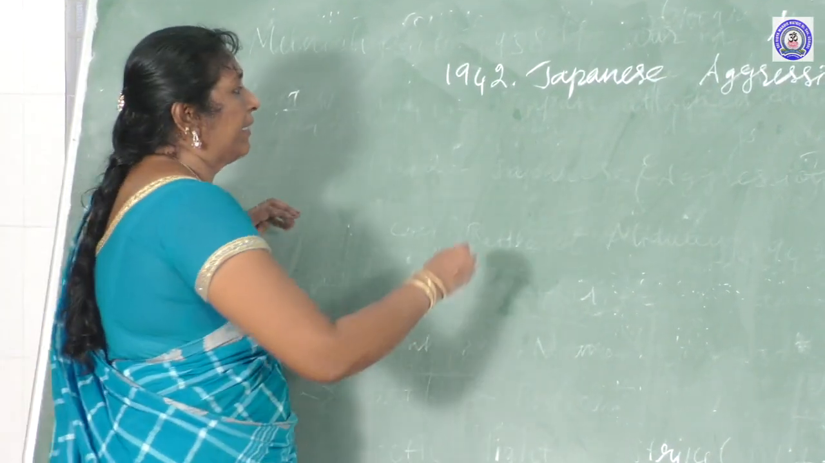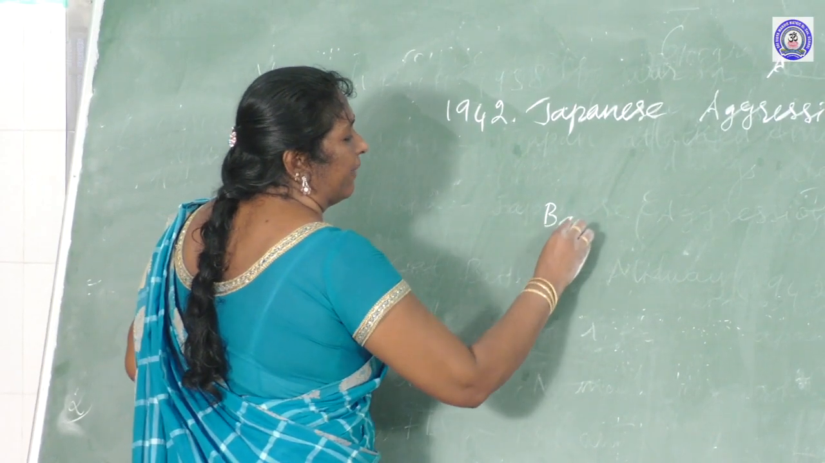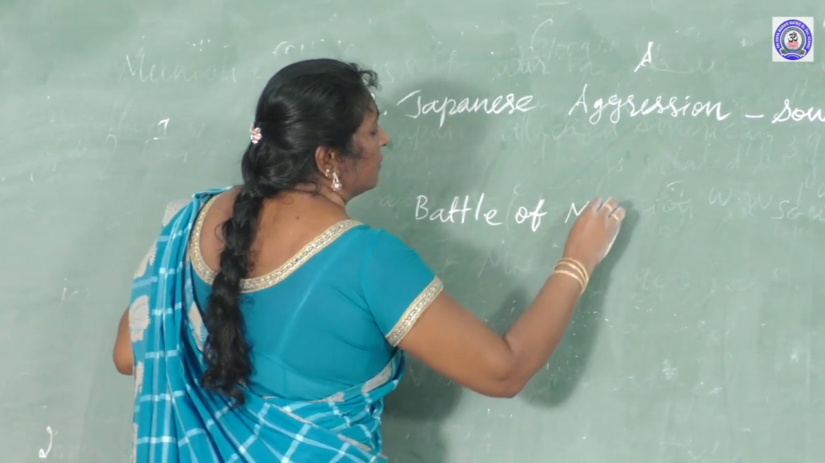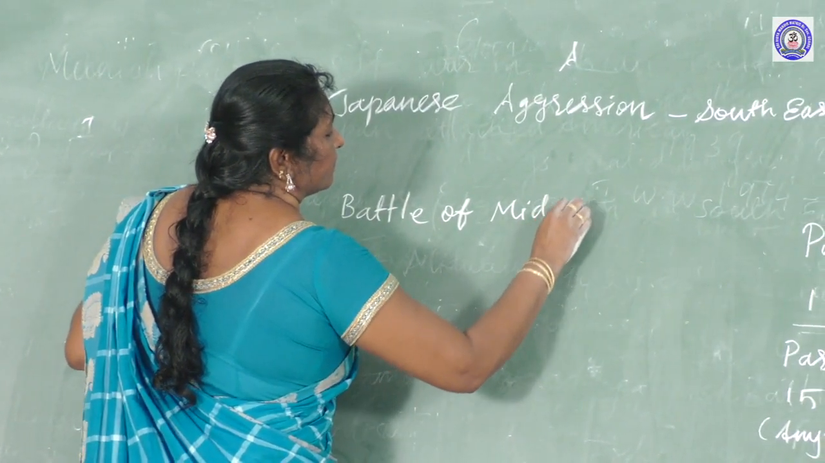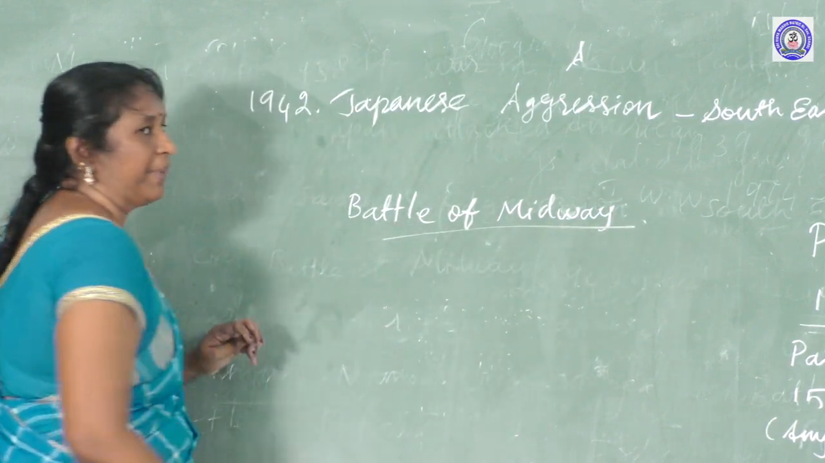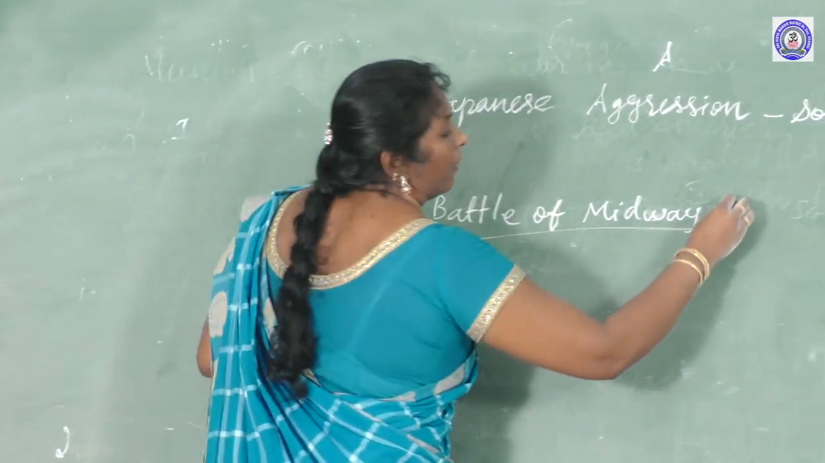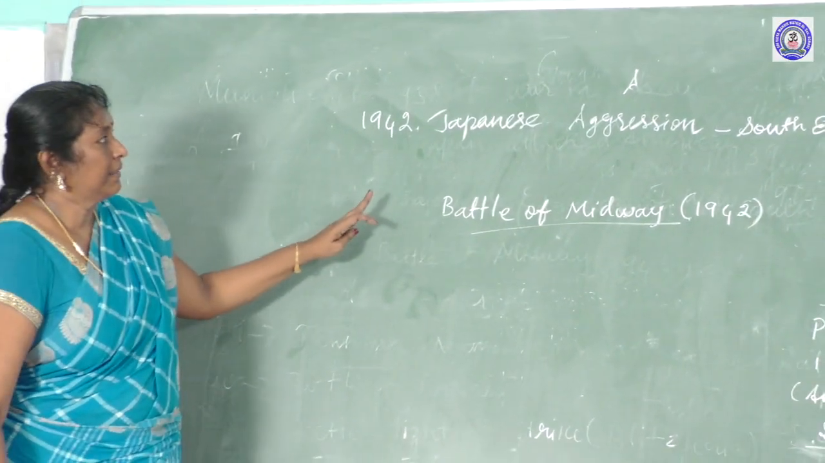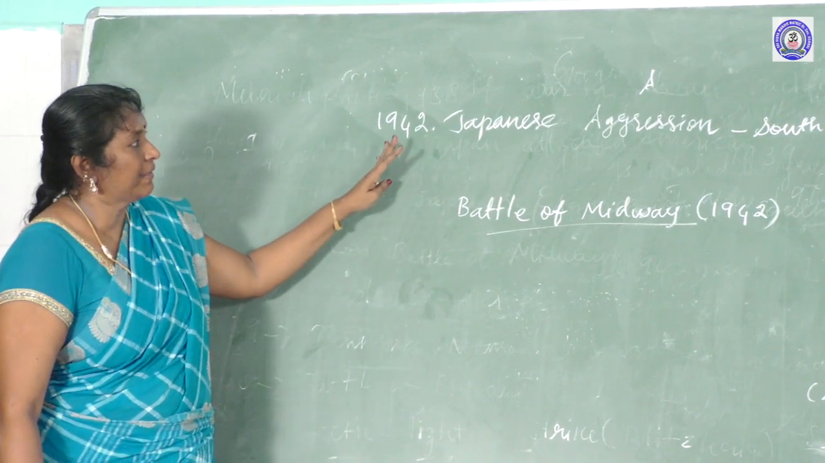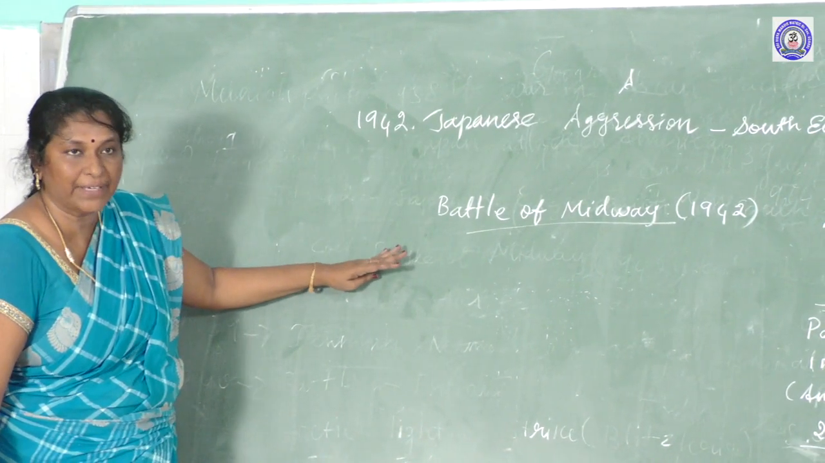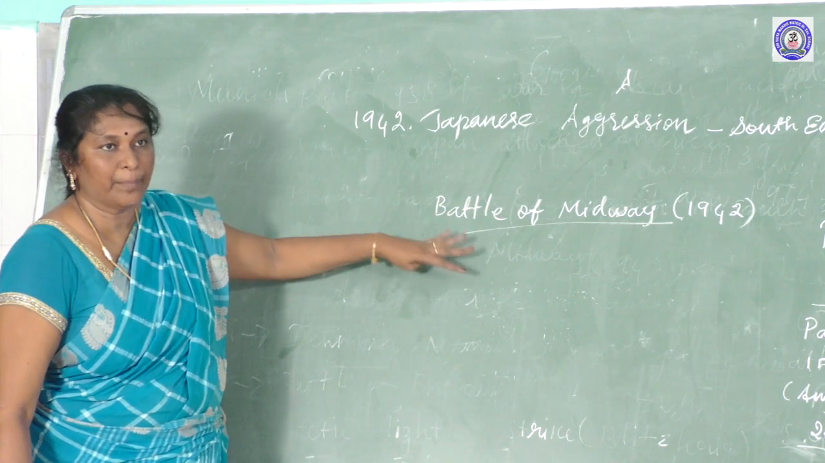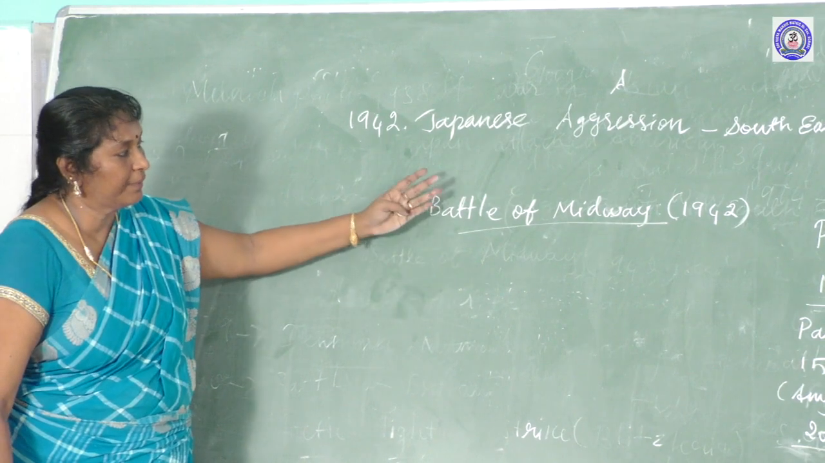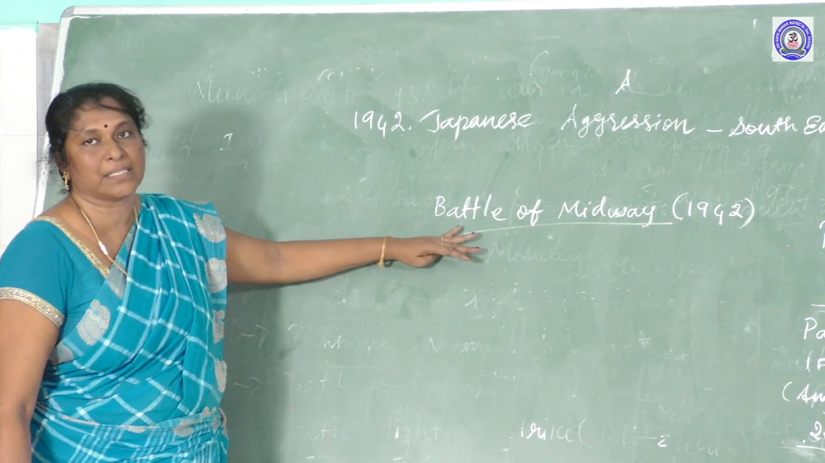Next, 1942. There we want to see the Battle of Midway. That may become a compulsory question, question number 28. Battle of Midway, 1942. The Southeast side was occupied by the Japanese. The US Navy defeated the Japanese Navy in the Battle of Midway. Only after that did the war favor the Allied nations.